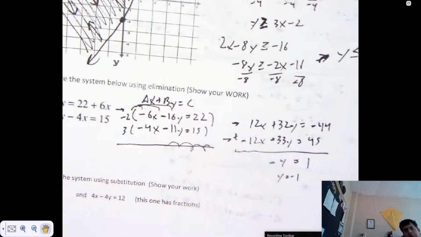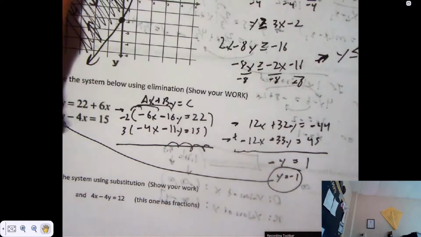Now I'm just going to add on down. No x's, there's a negative y, and there's a positive 1. So this tells me that y is negative 1. So I have the y value. So I'm just going to plug it in somewhere. I don't know, maybe right there.